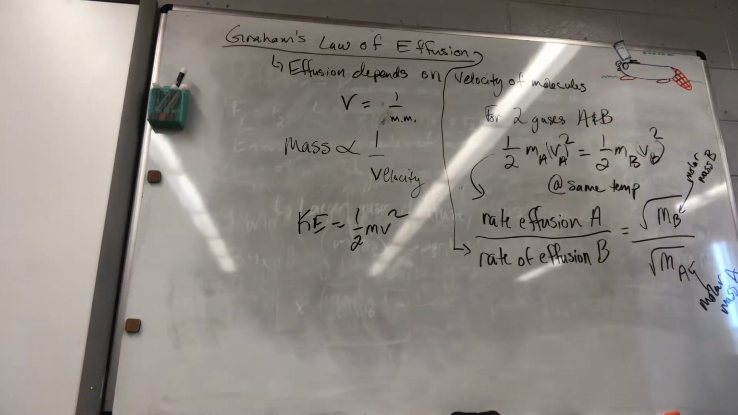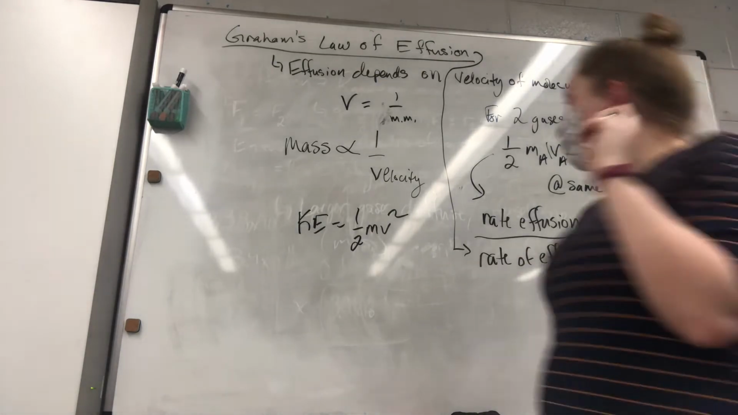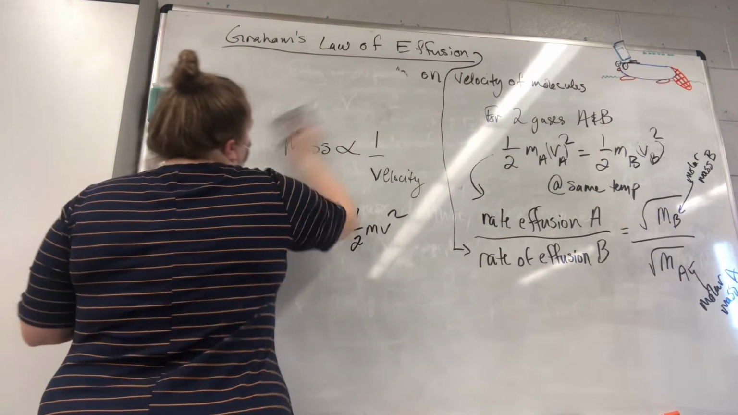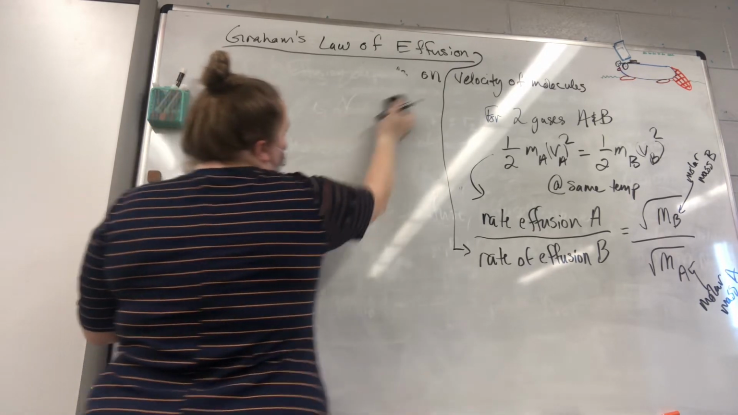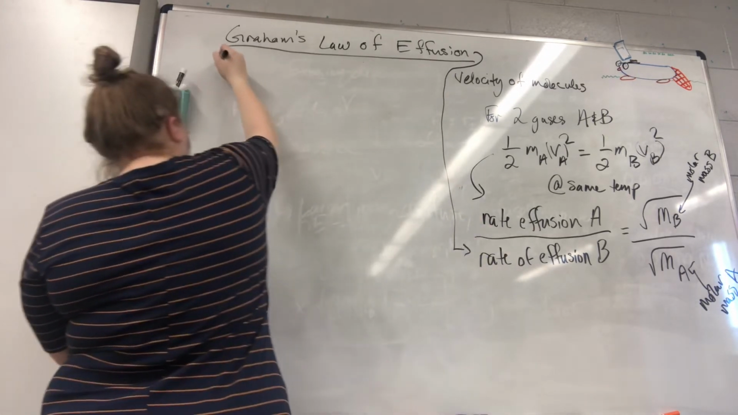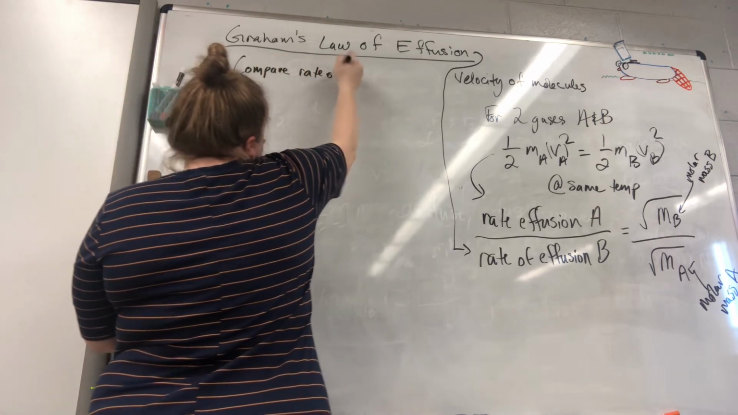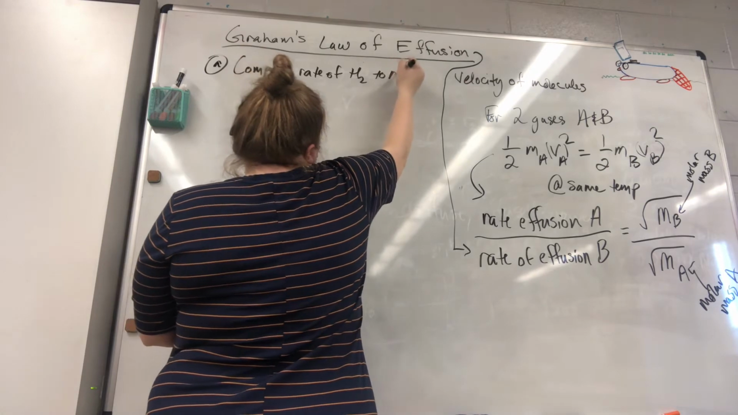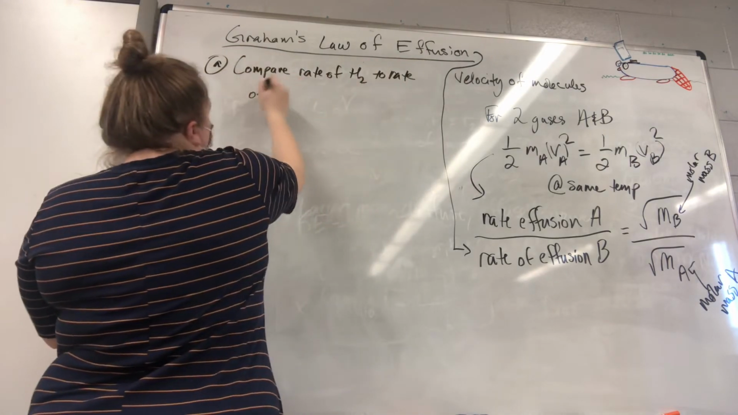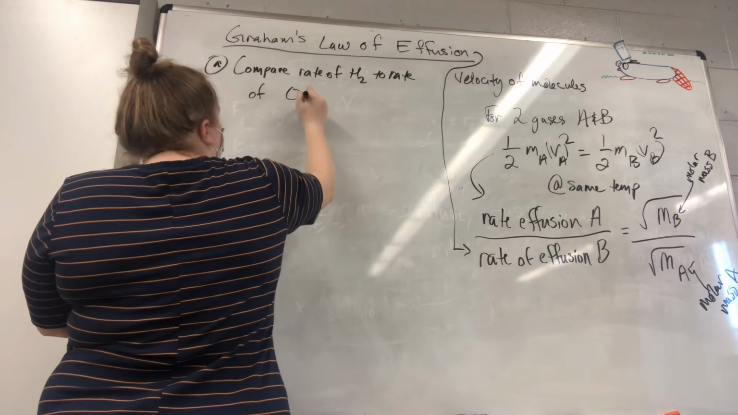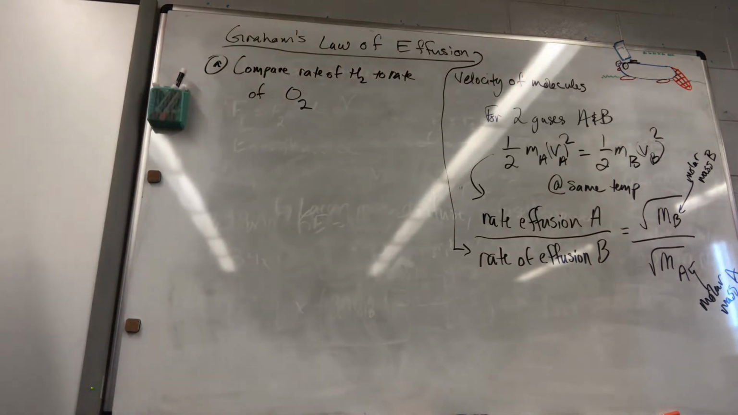So let's do the comparison of two gases. We're going to use our mathematical principle here. We're going to compare two gases. Okay? So if we want to know the comparison, aka the ratio at which these two are going to effuse, we want to know how fast one effuses versus another, we need their molar masses.